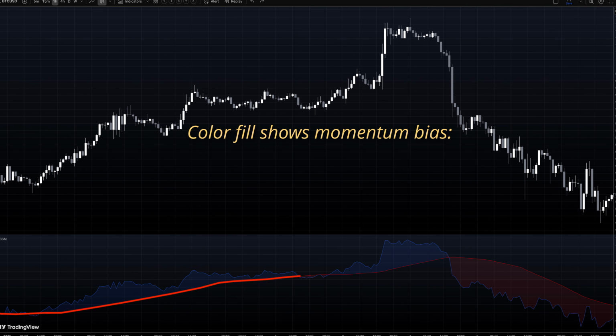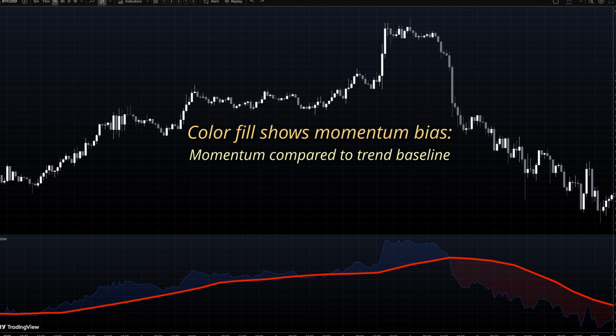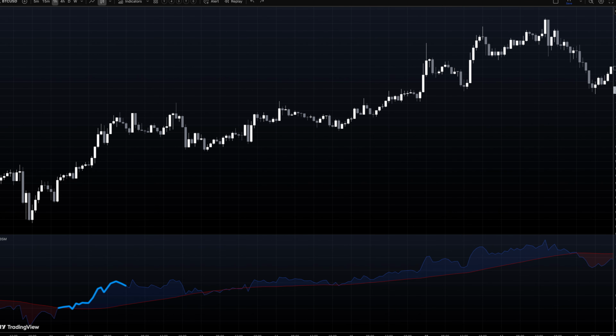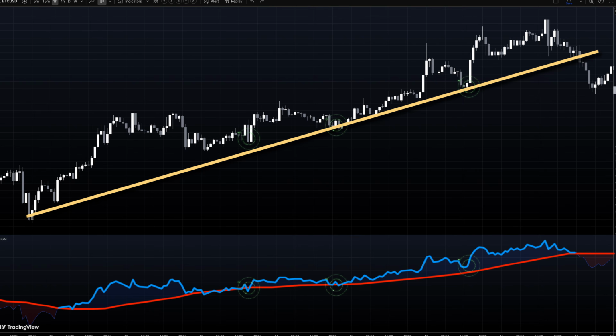Visually, the indicator displays the combined momentum line against its moving average, with color-coded fills showing whether current momentum exceeds the average, blue, or falls below it, red. This creates an intuitive visual representation of strength or weakness in the current price movement. Trading strategies using this indicator might focus on momentum confirmation, where traders look for alignment between price direction and the momentum color.